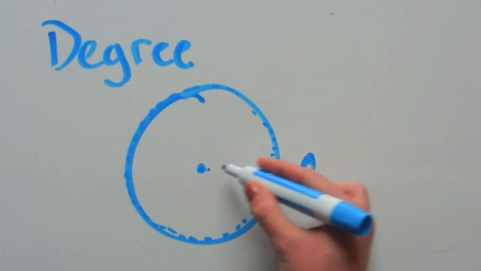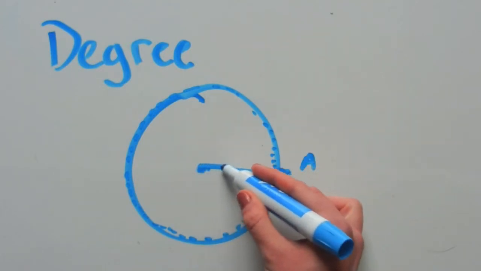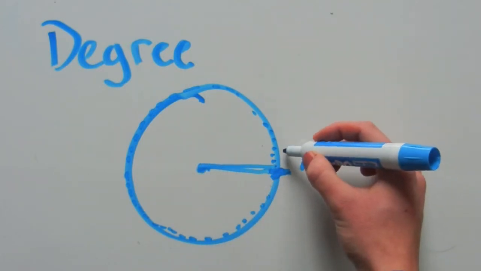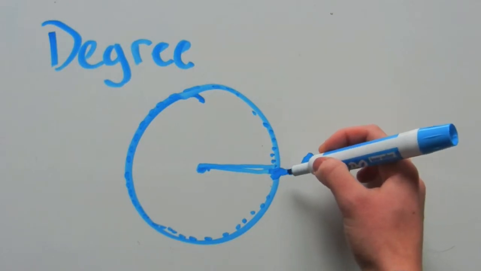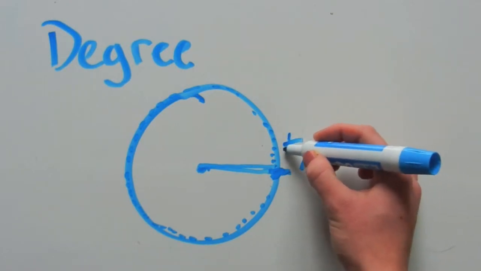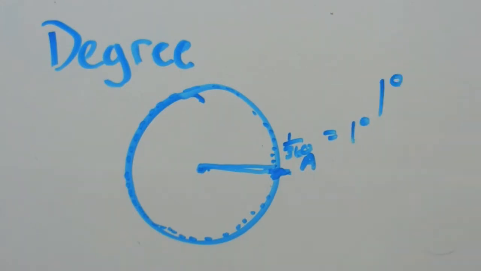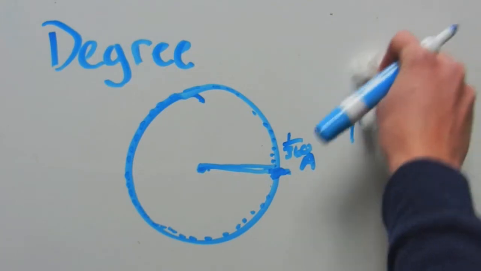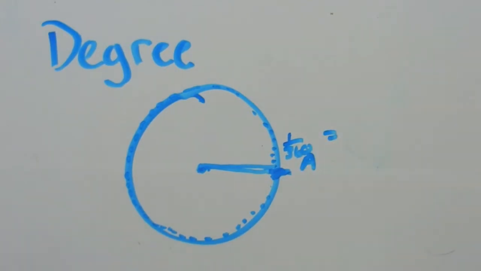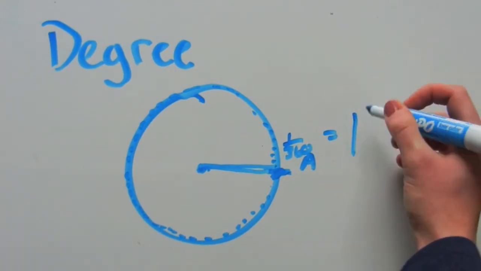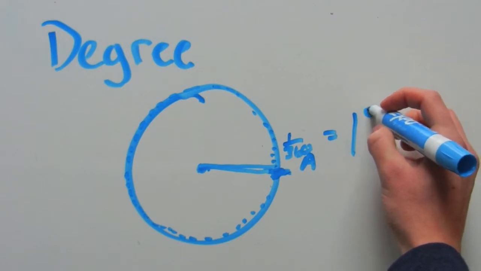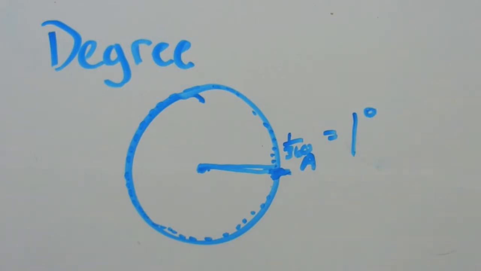So moving from there to the next point, or the next step, would be 1 out of 360, and that's equal to 1 degree. Let me write that a little bit bigger so you can see how to label a degree. A degree is simply the number with the circle as a superscript.